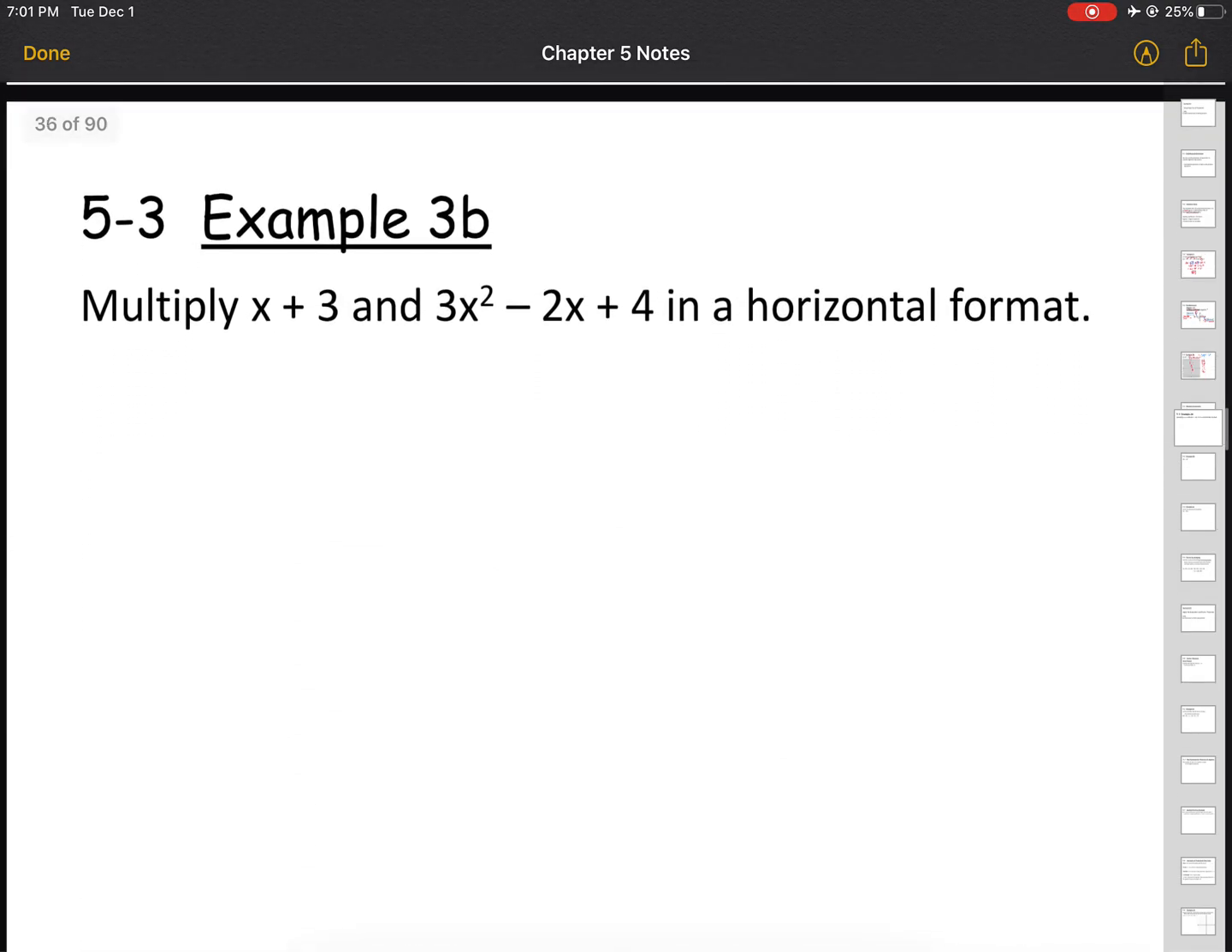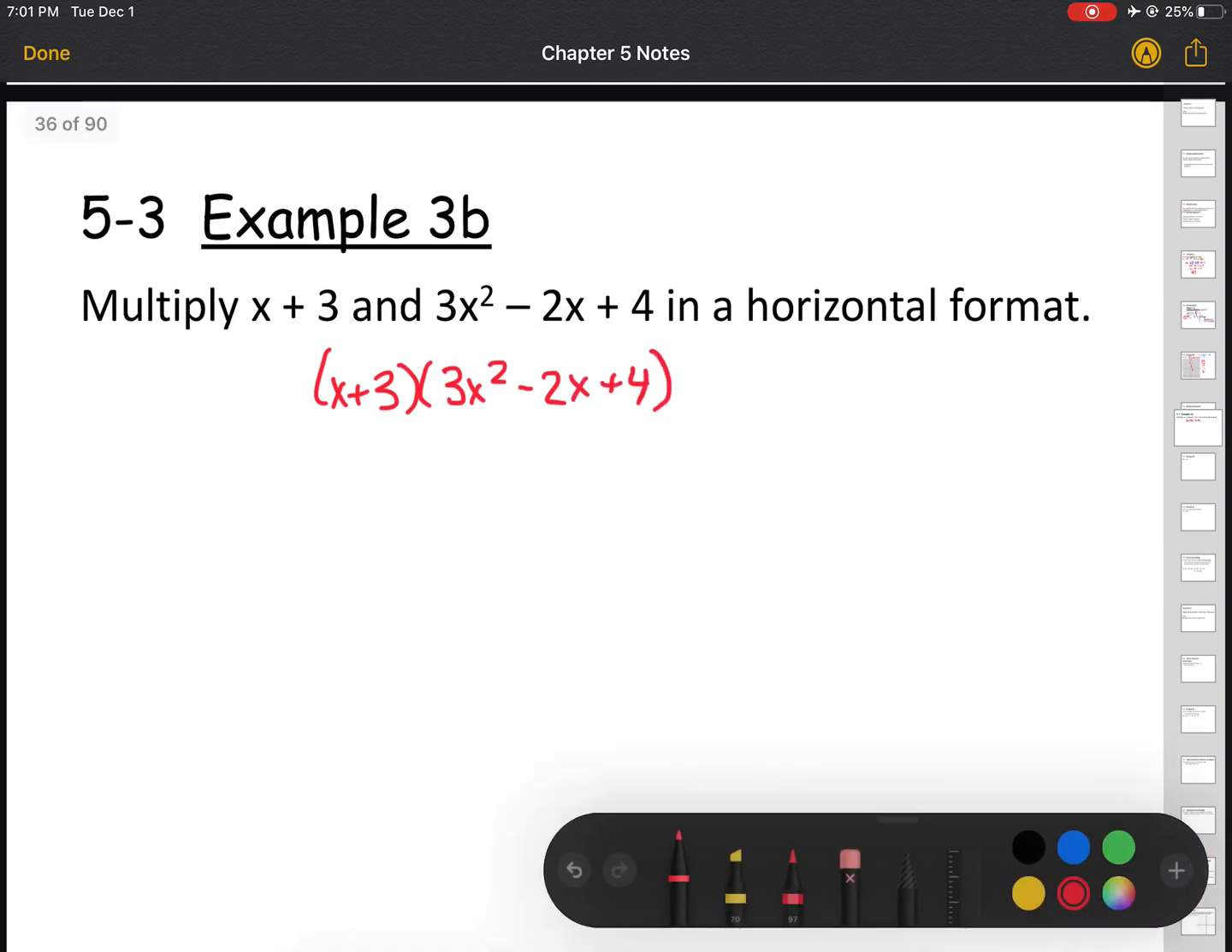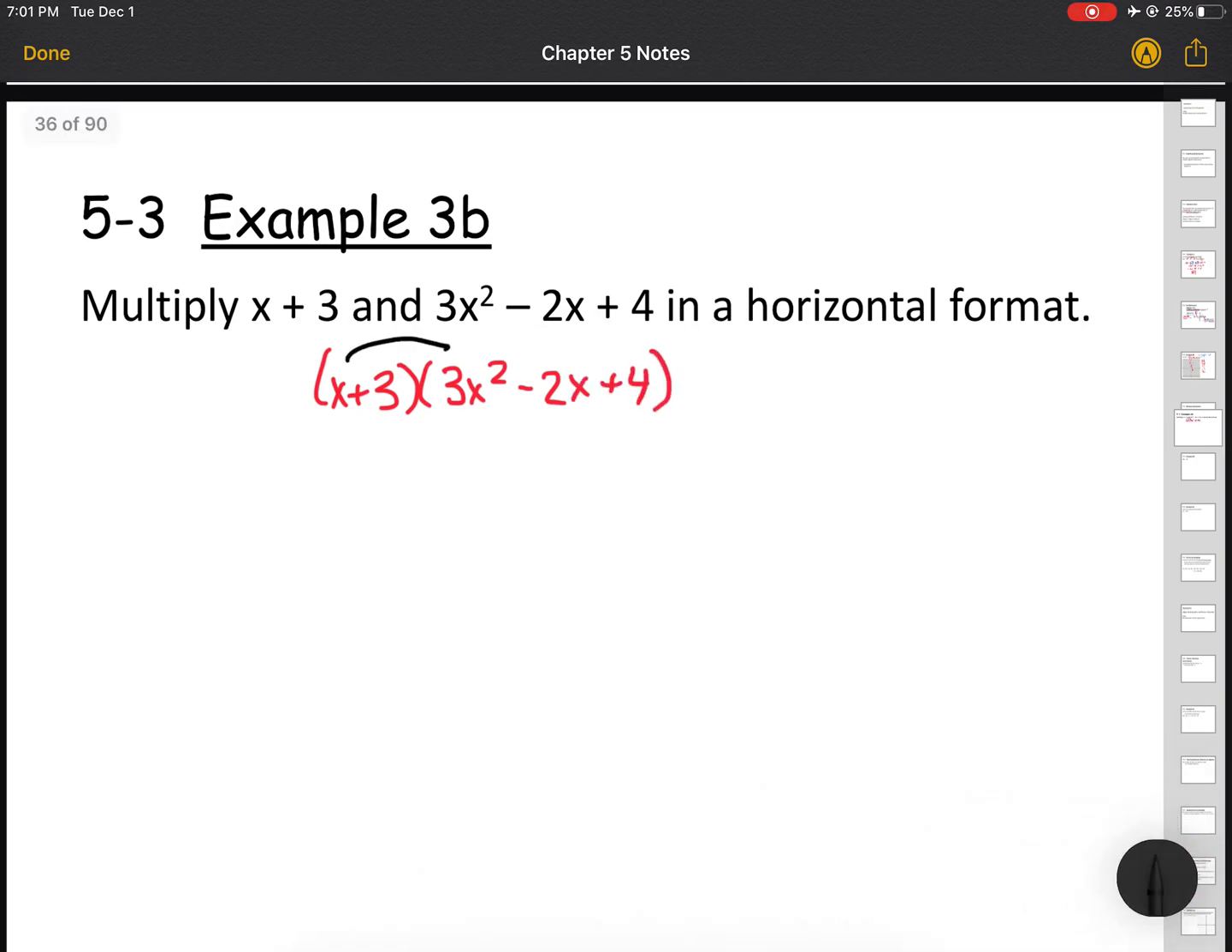Well, let's do another one here. x plus 3 times 3x squared minus 2x plus 4. Again, I'm going to take my first term, which is x, and multiply it to everything in the other polynomial. So 1x times 3x squared is 3x to the third power. x times negative 2x is negative 2x squared. And x times 4 is 4x.